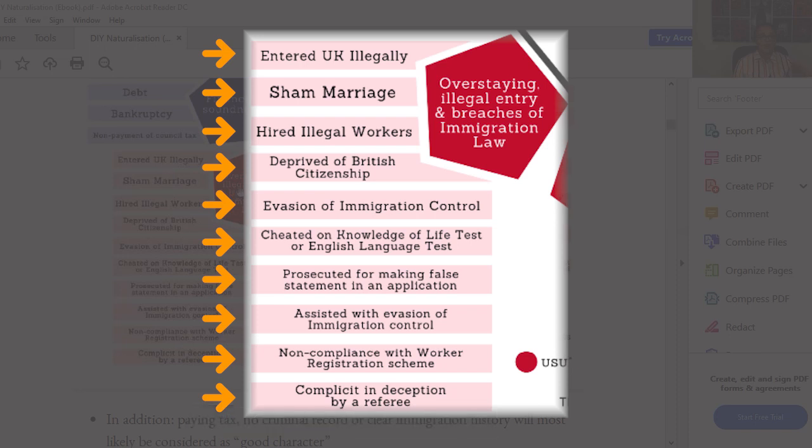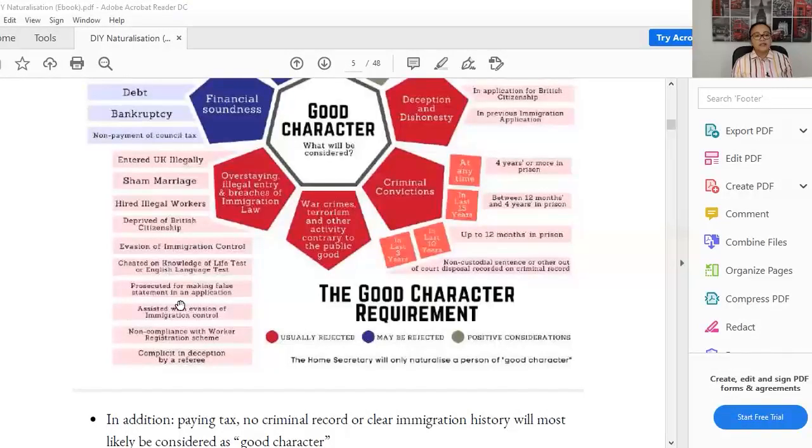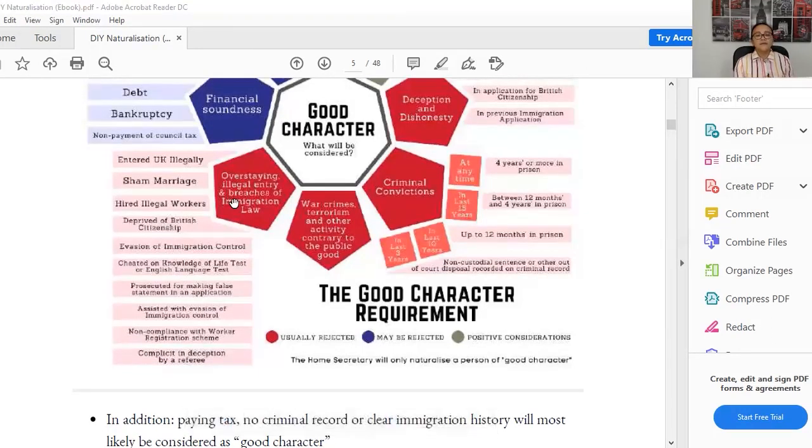If you have one of these, then it will most likely be refused. The common ones are entering the UK illegally or overstaying. I don't know why overstaying is not included here, but it should be. So for example, if you overstayed 3 years ago and you have obtained your indefinite leave to remain, the last date of your overstay and the first date of getting the visa or entering the UK legally would be the first day of your 10 years.